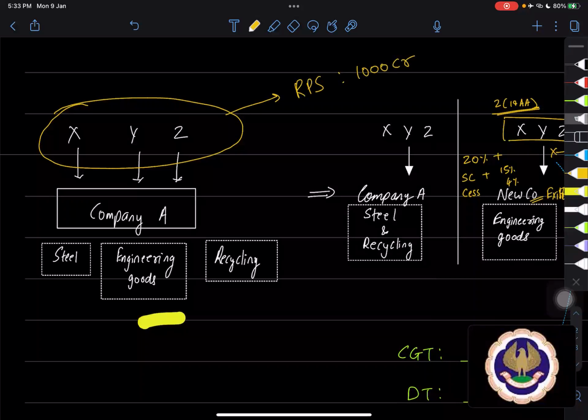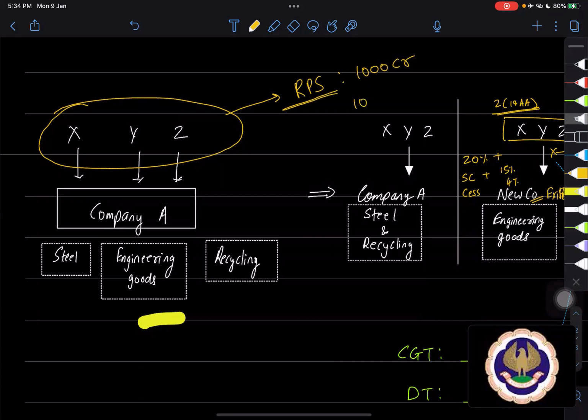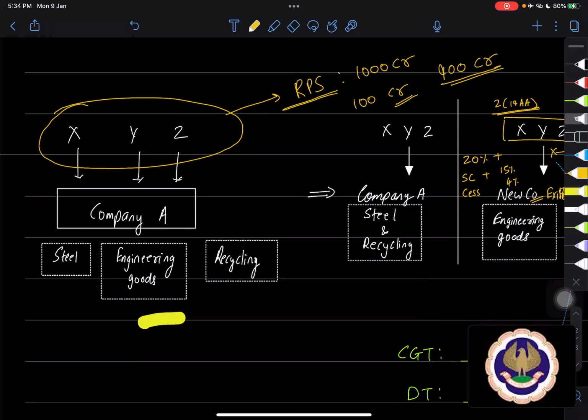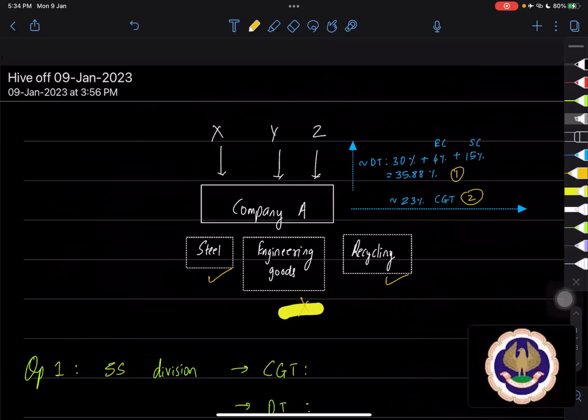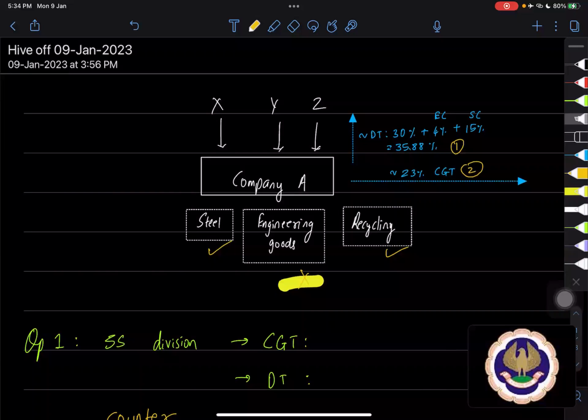So XYZ gets RPS worth 1,000 crores. What they can do is redeem, let's say, 100 crores, and pay tax only on the 100 crores. The 900 crores they can continue as shares in the existing company, and against this 900 crores they will keep on getting dividend.